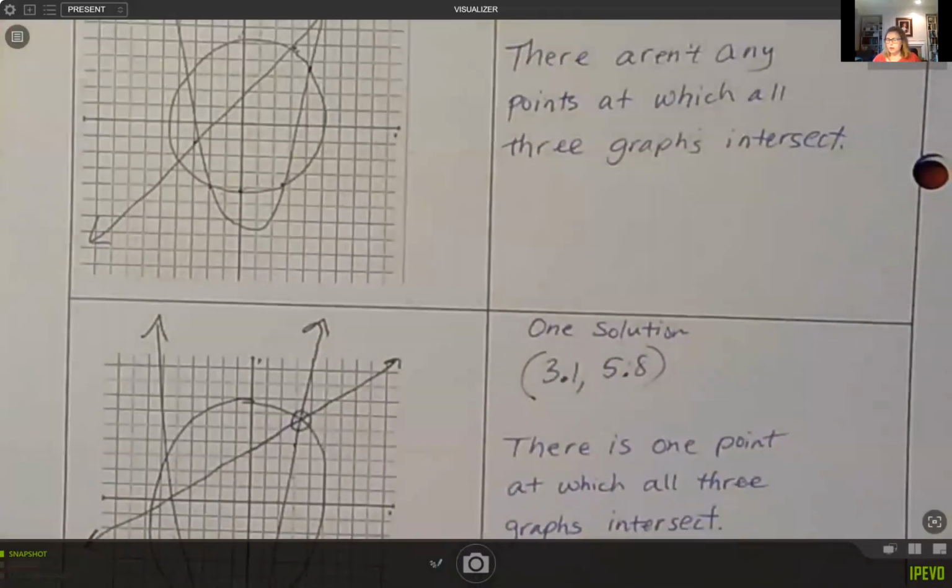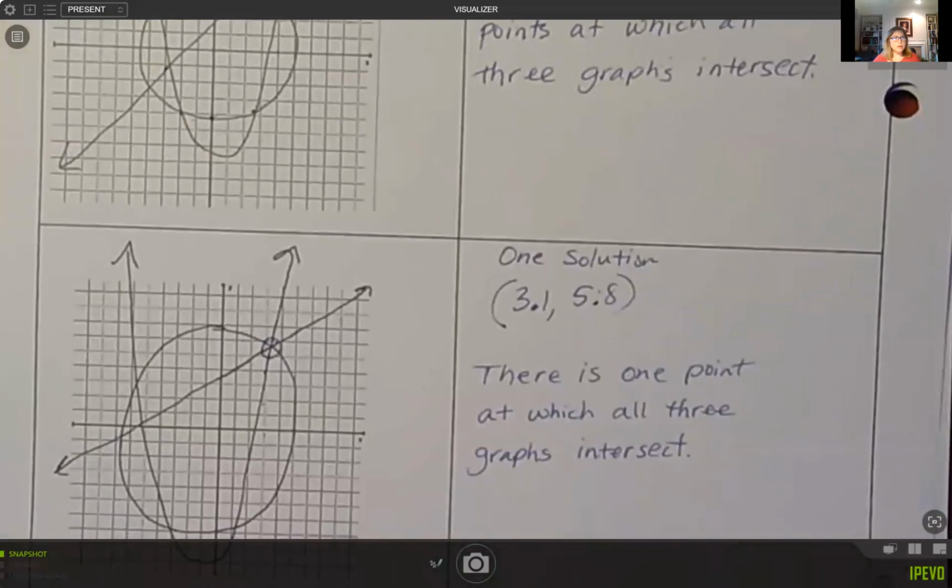And so that is it for solving systems of equations given a graph.